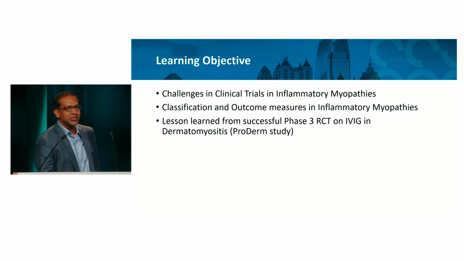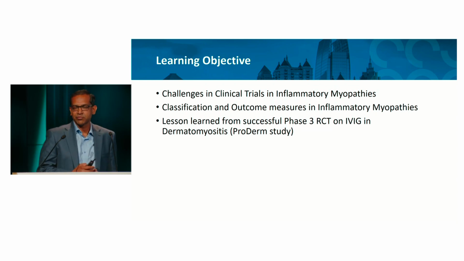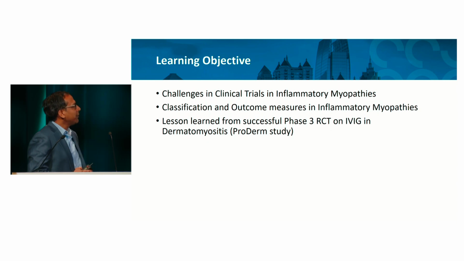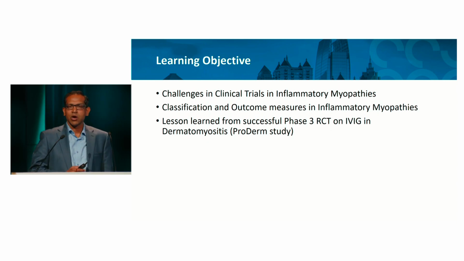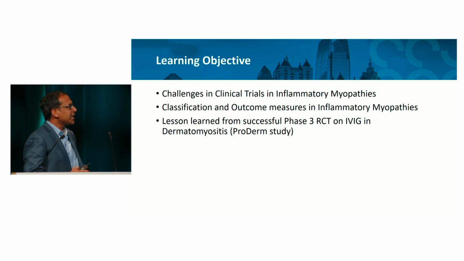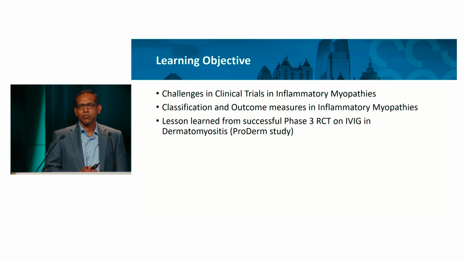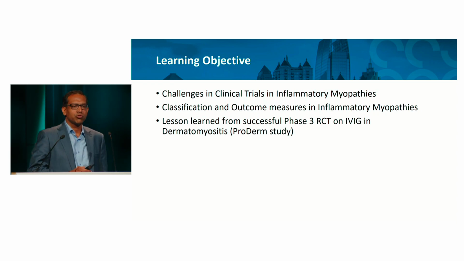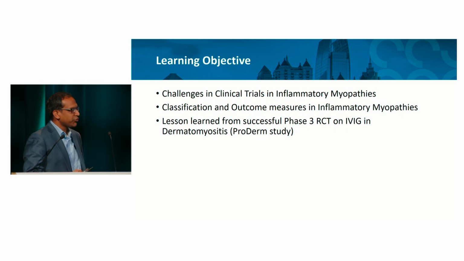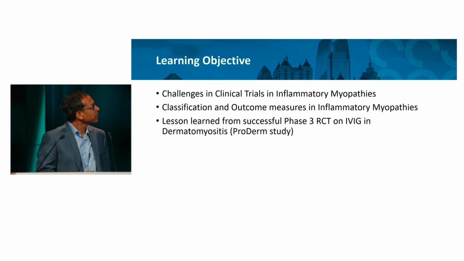First, we'll talk about challenges in clinical trials in inflammatory myopathies. Obviously, any challenge that I pose here will not compare to the challenges that have been posed by previous speakers with ultra-rare diseases. Then we'll talk about classification and outcome measures in myositis. And lastly, we'll talk about lessons learned from the first successful randomized controlled trial in dermatomyositis, which is IVIG.